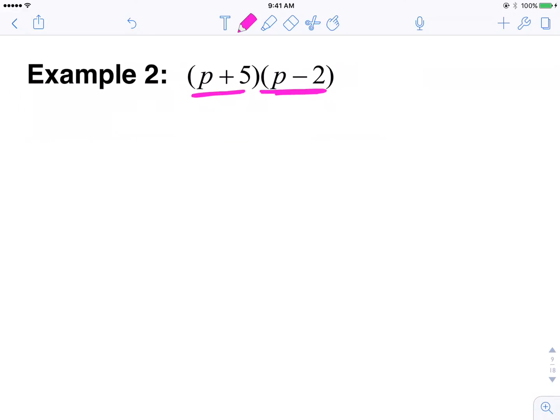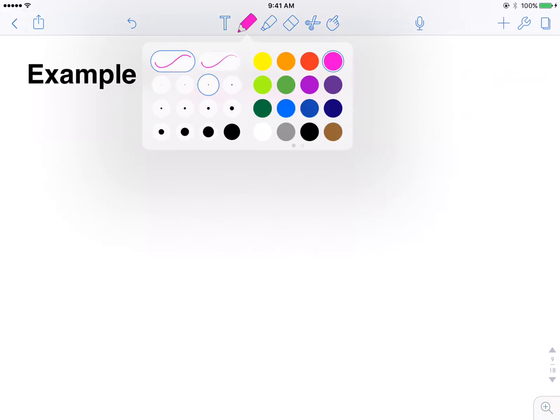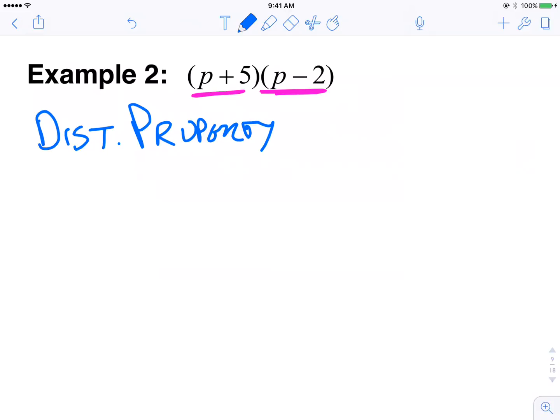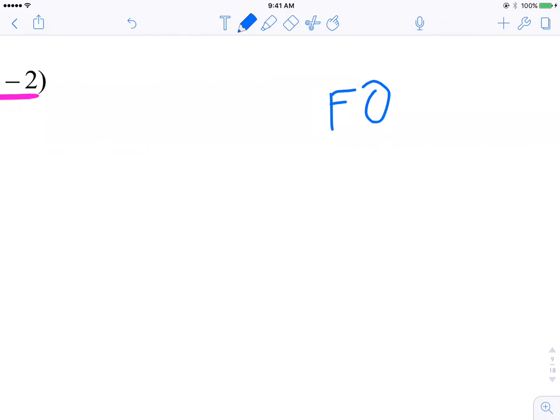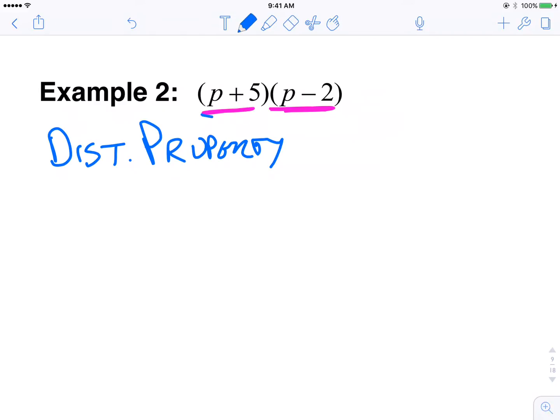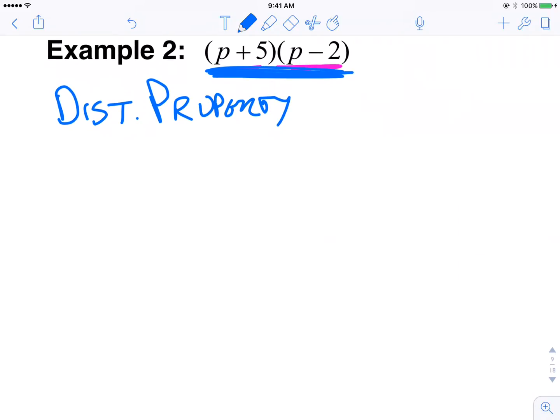So as mentioned previously, we can use the distributive property as it is written. Or we can use something called FOIL, which is basically just a special form of the distributive property, and it only works when you're multiplying a binomial by a binomial. Anything differently and you can't use FOIL. So let's first do this question by using distributive property. So here's my question, p plus 5 multiplied by p minus 2.